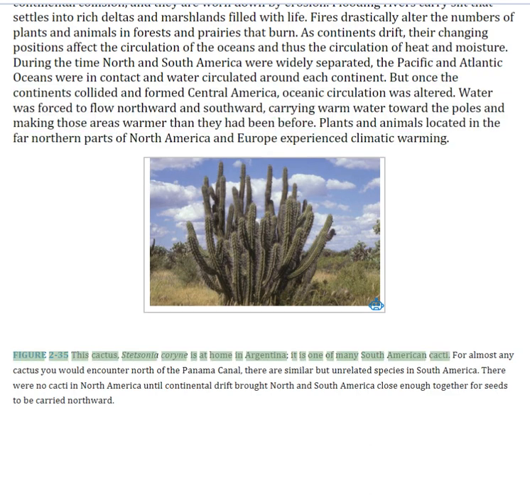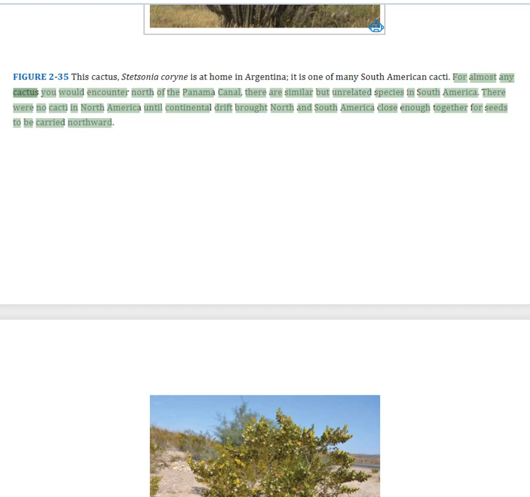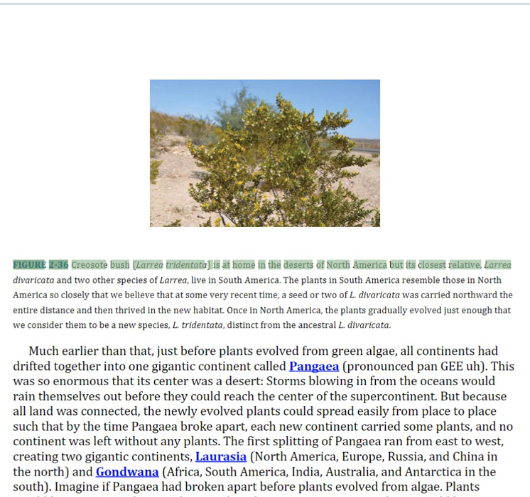Figure 2:35. This cactus, Stetsonia coryne, is at home in Argentina. It is one of many South American cacti. For almost any cactus you would encounter north of the Panama Canal, there are similar but unrelated species in South America. There were no cacti in North America until continental drift brought North and South America close enough together for seeds to be carried northward. Figure 2:36.